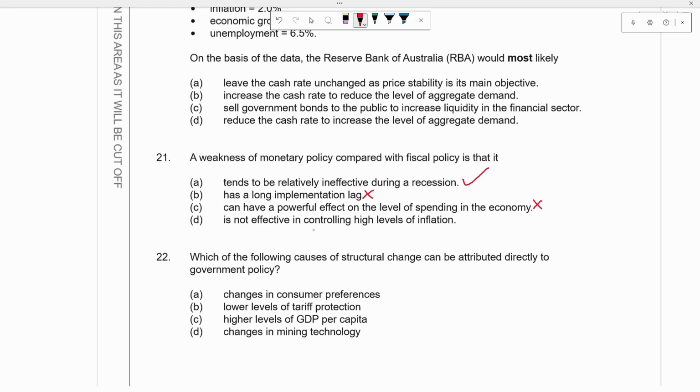D, is not effective in controlling high levels of inflation. This is untrue. Monetary policy is super effective in controlling high levels of inflation.